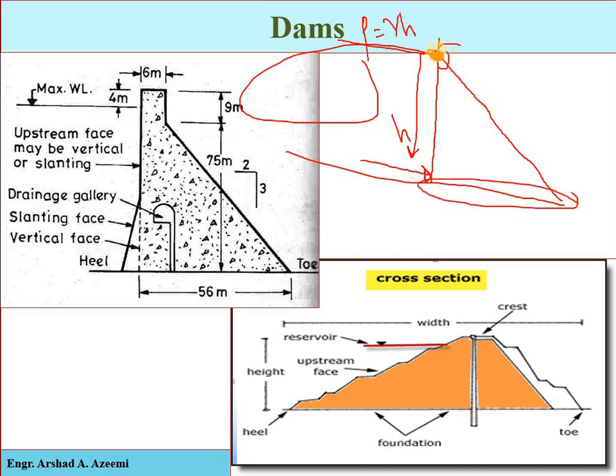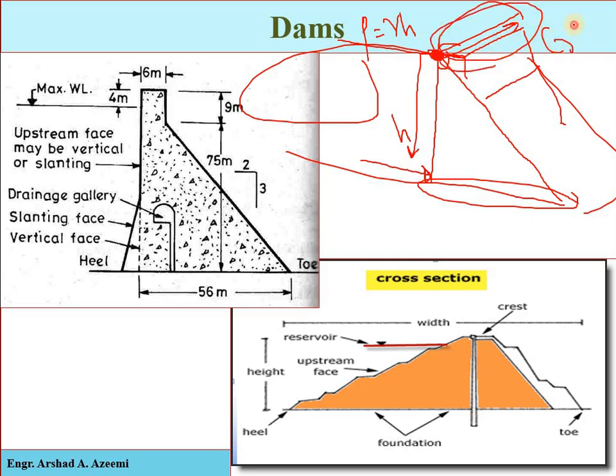Sometimes a little width is provided at the top portion of the dam to create a walkway or a roadway at the top of the dam structure. So that will be another objective achieved: people will walk on it, and it will be used for transportation purposes. A little bit of width is provided at the top surface, and this top surface of the structure is called the crest.